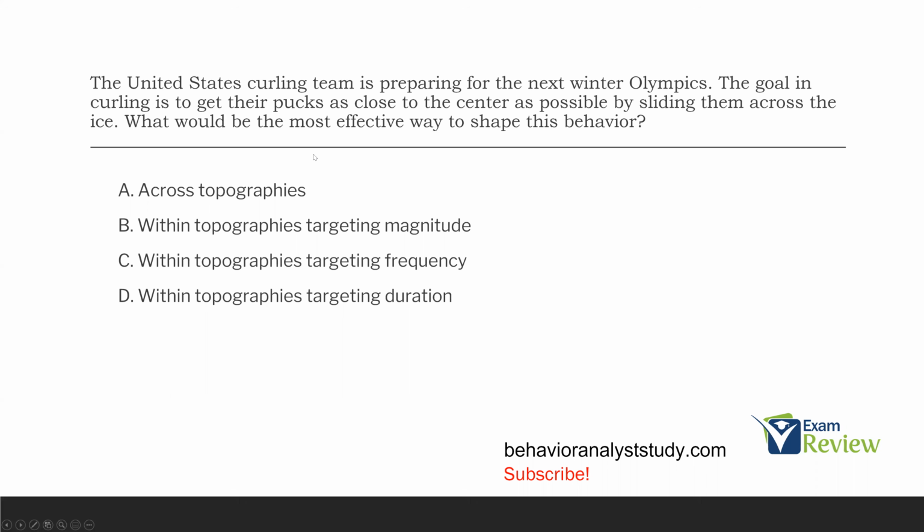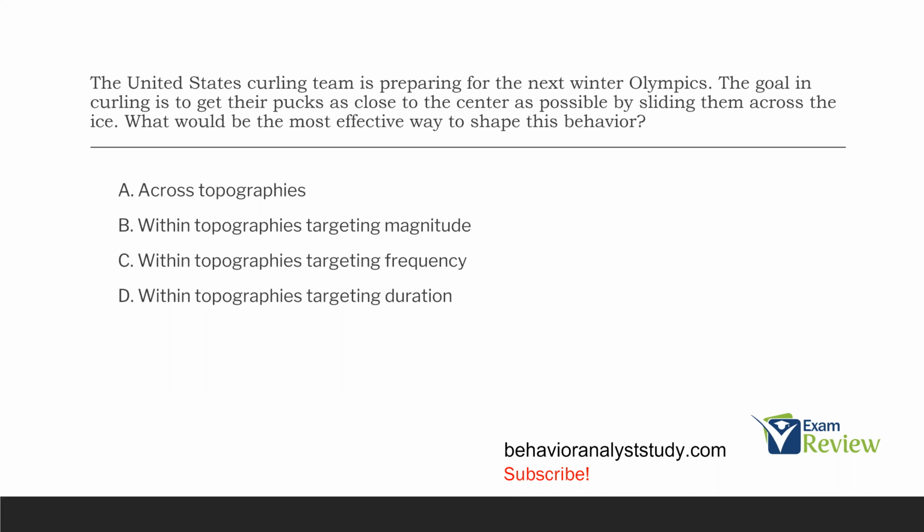The United States curling team is preparing for the next Winter Olympics. The goal in curling is to get their pucks as close to the center as possible by sliding them across the ice. What would be the most effective way to shape this behavior? All right, go check out our Shaping Let's Learn ABA video. I think that was really well done and has a complete breakdown of what shaping is. And the shaping is very understood, I would say, generally.